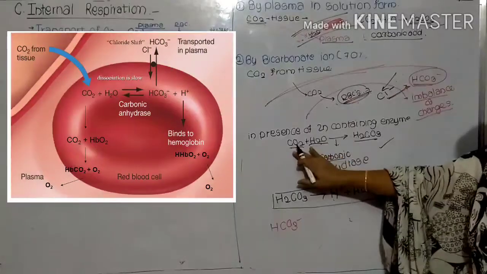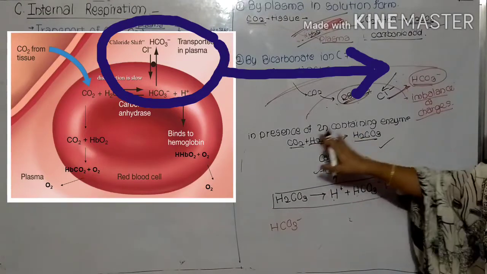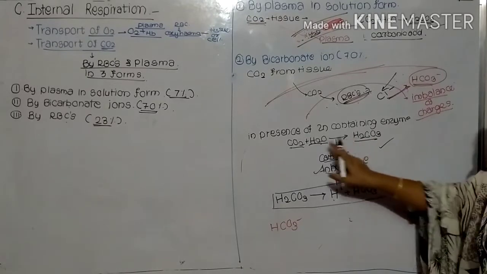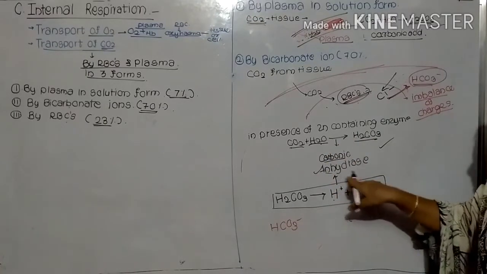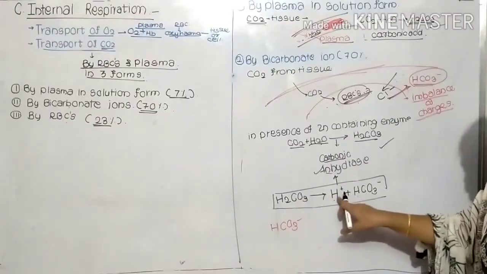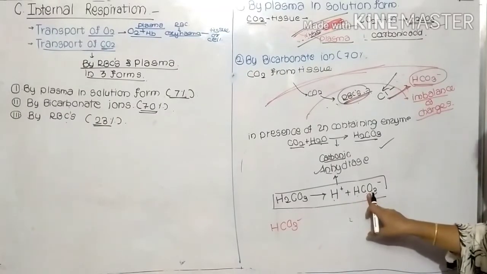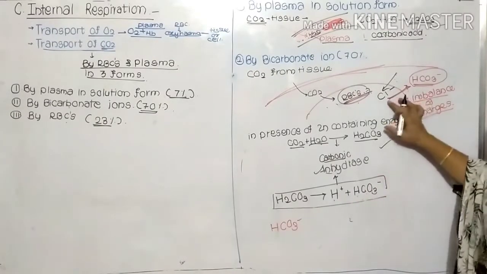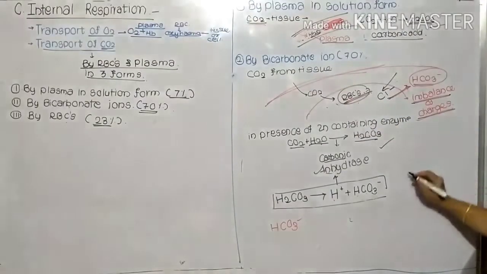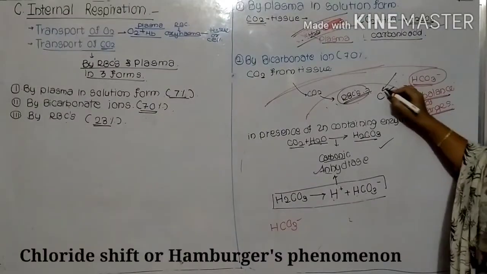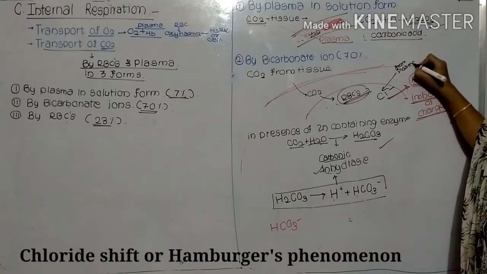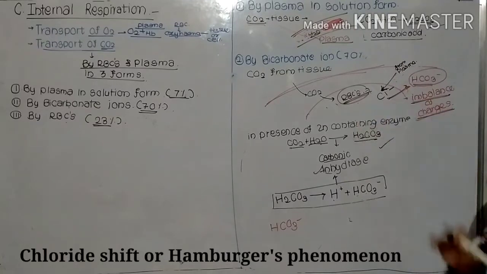Getting all of you? This carbon dioxide combines with the H2O in presence of this Zn containing enzyme, and it forms carbonic acid. This process takes place in presence of carbonic anhydrase, and only in presence of carbonic anhydrase this carbonic acid gets dissociated into hydrogen as well as HCO3 minus. Then this HCO3 minus is removed outside from these RBCs. So there is an ionic imbalance, an imbalance in charges. At the same time, from the plasma, chlorine enters inside it.